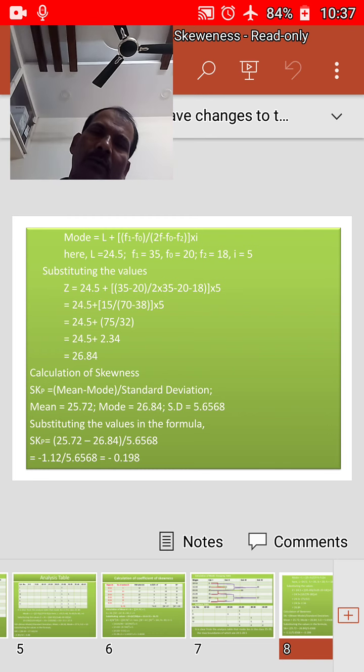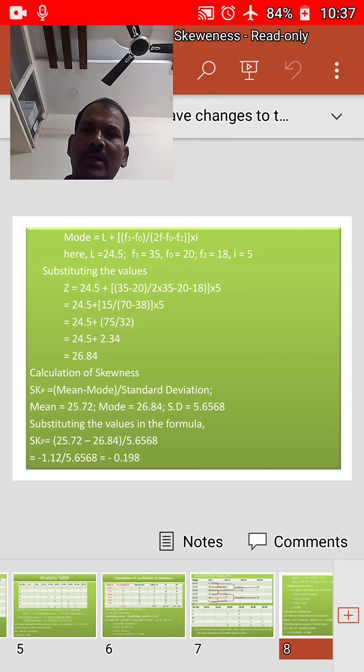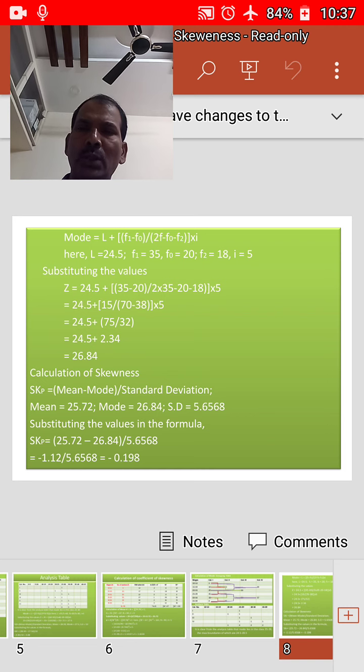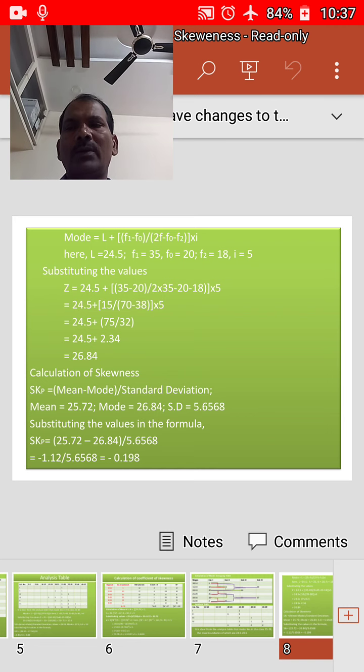Now we are in a position to calculate the coefficient of skewness by using Karl Pearson's coefficient of skewness formula, which is SKP equal to mean minus mode by standard deviation, where mean is equal to 25.72, mode is equal to 26.84, and standard deviation is equal to 5.6568.